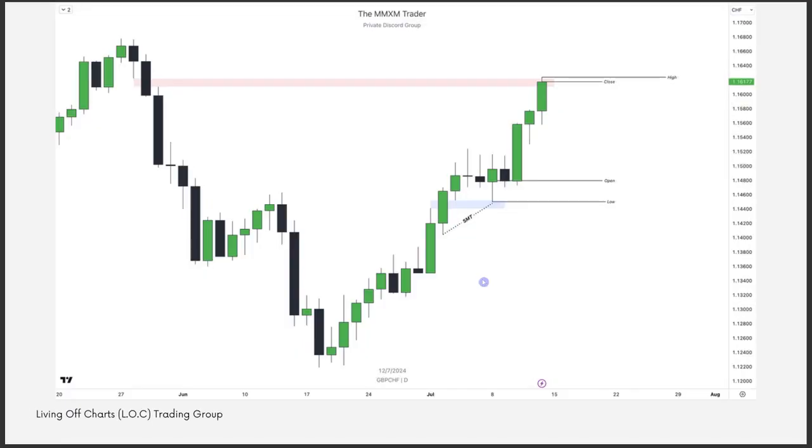Now let's go to the daily chart on GBP CHF. The call out was this fair value gap here, right? So we want to see price dip into that fair value gap. Again, we want to use SMT, and then an expansion higher is more probable.